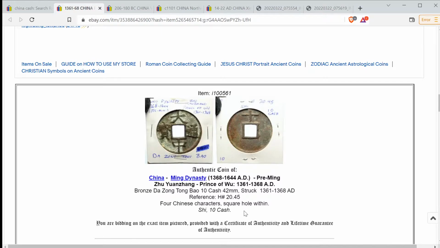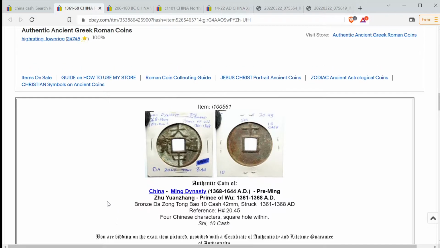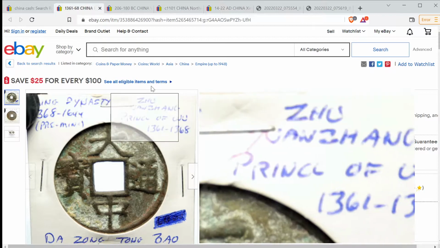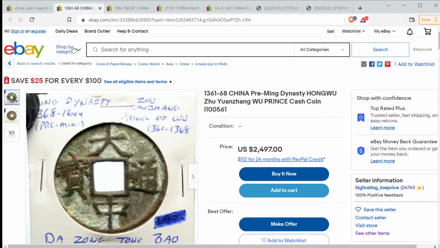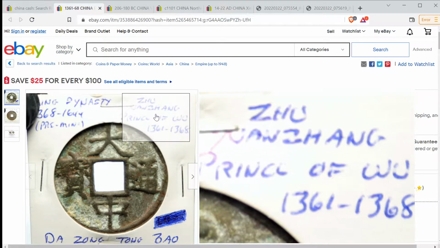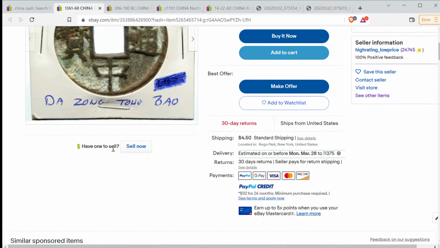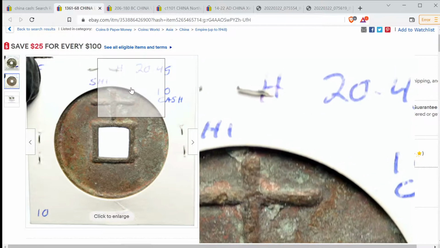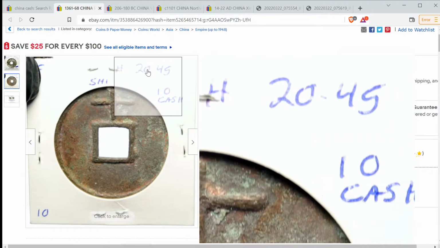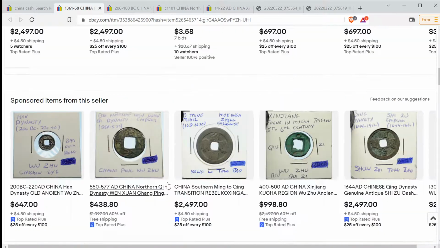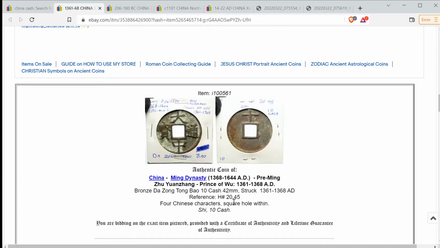1361 to 1368. That's very interesting. So historical, but to most others, it's just a coin. But this is just beautifully described over here. You have all the tongue bows, and you have the Hart Hill number over here, Hart Hill 2049. So you could research it.